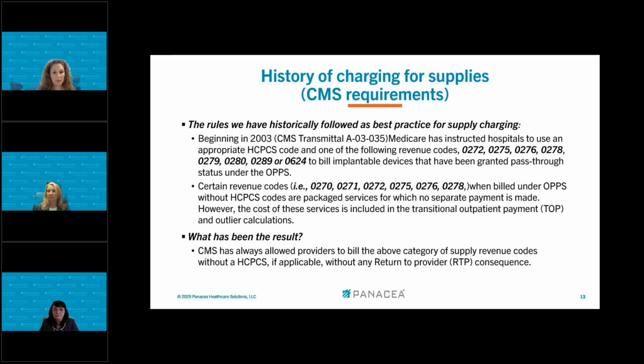So CMS has always allowed providers to bill those above supply categories without a HCPCS code, if applicable. There are some restrictions on some of those categories, as we know, that do require one, but in the 270, 271, 272 categories, providers do have supplies without HCPCS codes, for things that are ordered by a physician, medically necessary, etc. And those would return to provider without any consequence. So just setting the stage on some of the history of why we have followed and reported supplies; there are supplies we have reported without HCPCS codes historically.